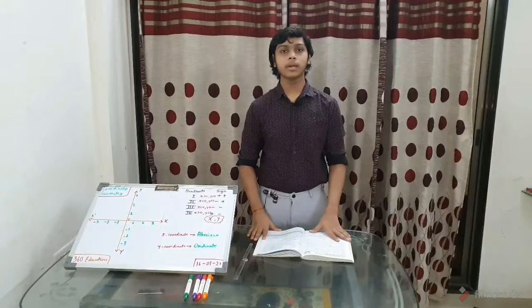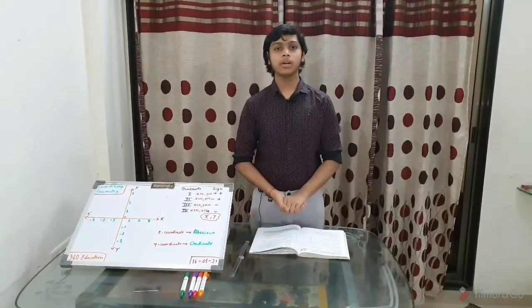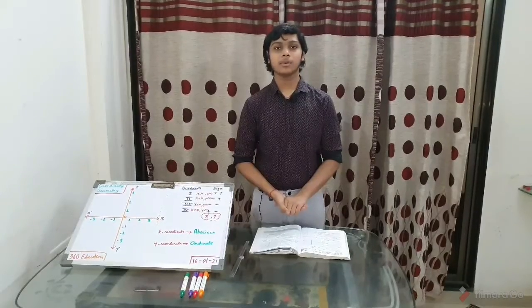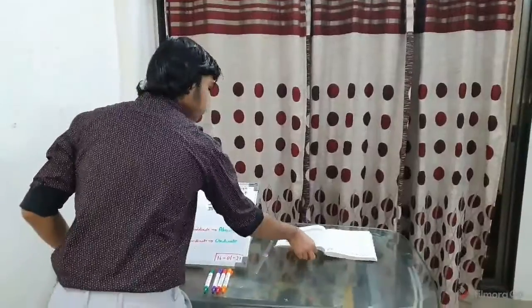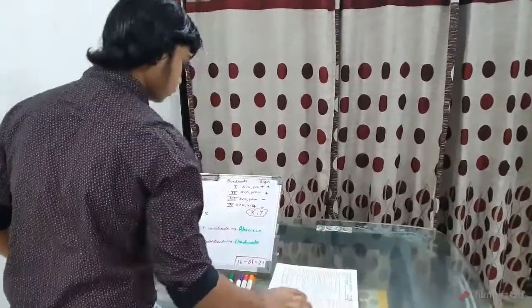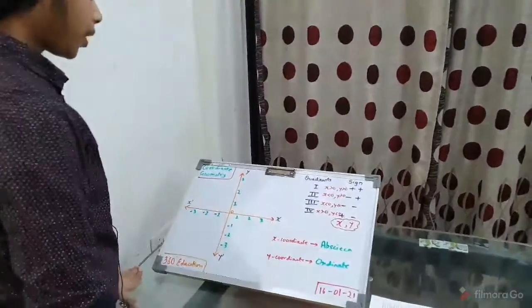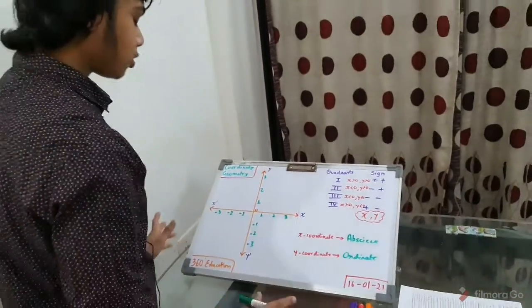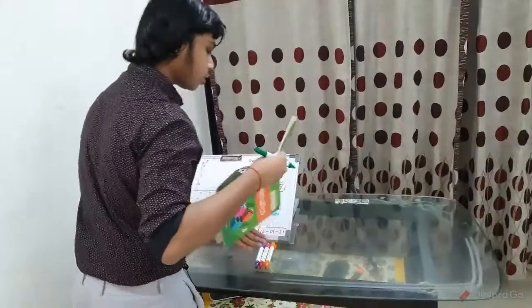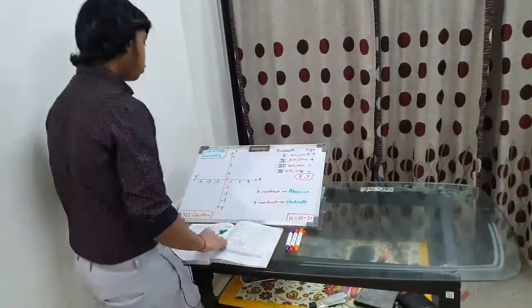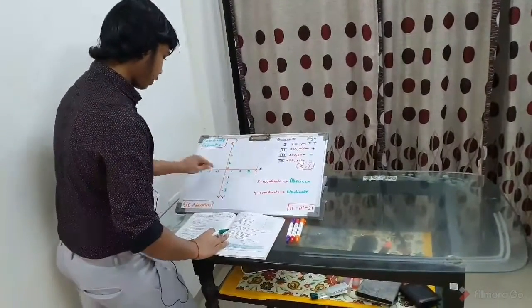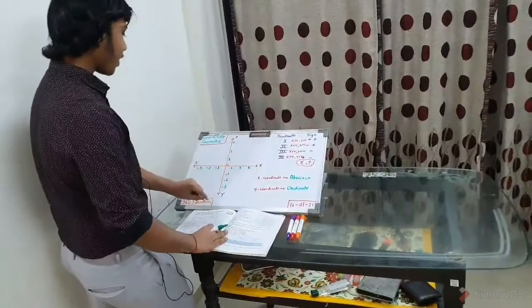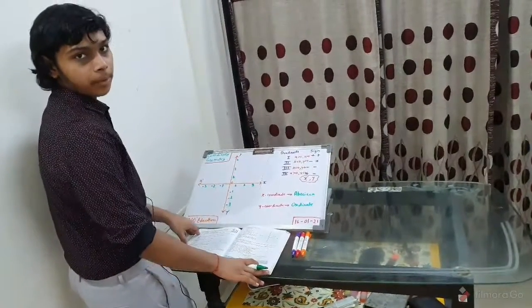Today we will be doing the new chapter, that is coordinate geometry for class 8 ICSE board. Let's start with today's topic. So today's topic is coordinate geometry. So first let us understand what is coordinate geometry. Coordinate geometry is nothing but the use of the coordinates, that is x-axis and y-axis, on a graph paper.